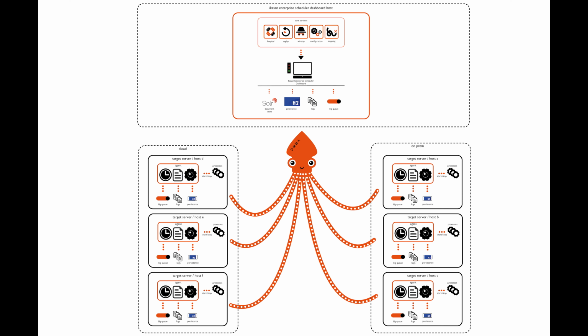The Ikasan Enterprise Scheduler is capable of running in both on-prem and cloud environments, or in a hybrid on-prem cloud environment. Now, the Ikasan Enterprise Scheduler is a distributed software system. A distributed software system is a collection of interconnected software components or applications that work together as a unified system to perform tasks or deliver services.